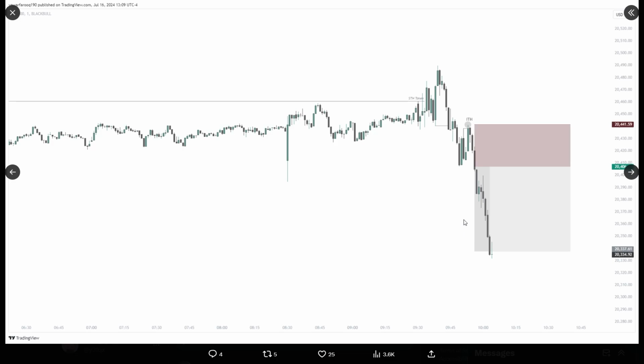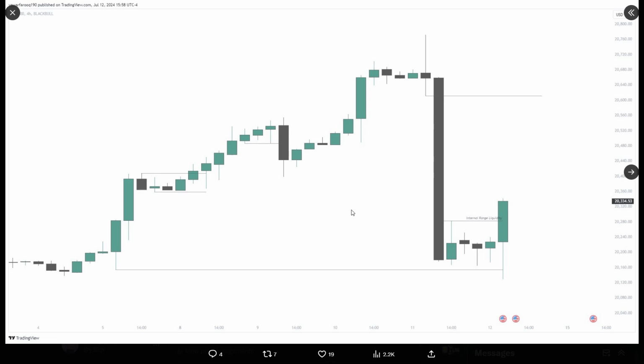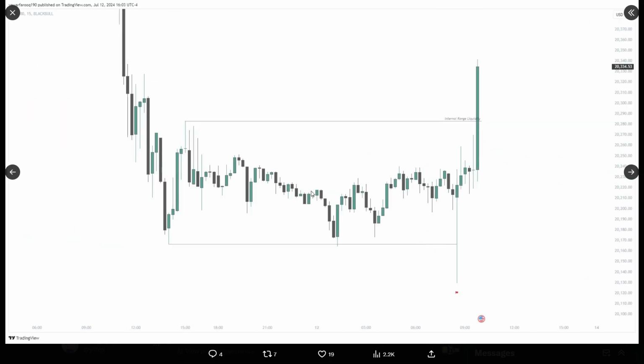Now moving into the final example, this is the final example and this is a long actually. So price actually took out external range liquidity and I was aiming for the internal range liquidity, so my bias was actually bullish. I was expecting higher prices. Now let's go to the lower time frame chart. Now I want you to take a look at this chart here.